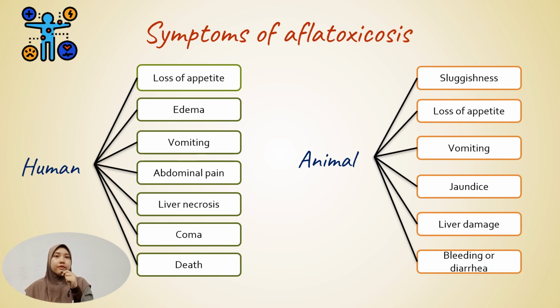When someone is infected with aflatoxins, they will show symptoms like loss of appetite, edema, vomiting, abdominal pain, liver necrosis, coma, and worst of all, death. Animals also show symptoms when exposed to aflatoxins, some similar to the human symptoms, such as sluggishness, loss of appetite, vomiting, jaundice, liver damage, unexplained bleeding, and diarrhea. Usually this mold attacks the liver and causes serious liver damage and liver diseases.